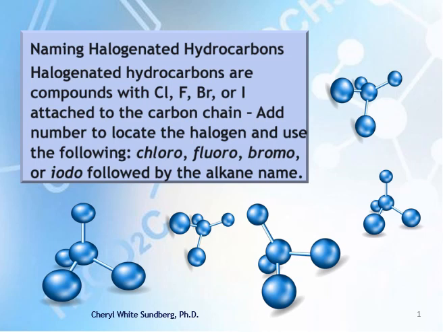Naming halogenated hydrocarbons. Halogenated hydrocarbons are compounds with chlorine, fluorine, bromine, or iodine attached to the carbon chain. Add a number to indicate the location of the halogen and use the following: chloro, fluoro, bromo, or iodo, followed by the alkane name.